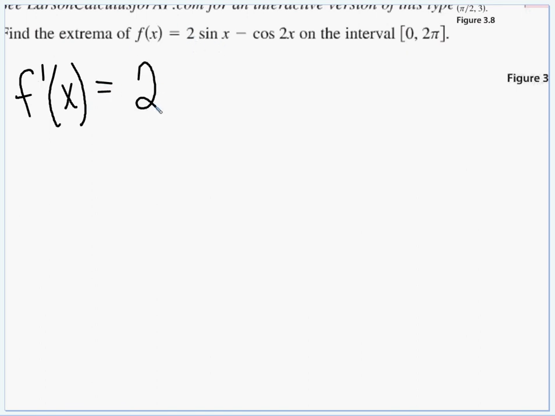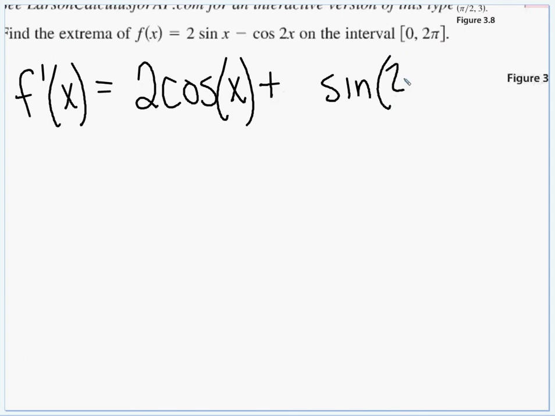We're going to derive cos, so that's going to become a negative sine. So that's going to hit this minus and change it to a plus sine 2x. But remember, this is going to use a chain rule, and the derivative of the inner function 2x is going to be a 2. That's why I left that little gap there. 2 sine 2x. Okay, so we've got a derivative.